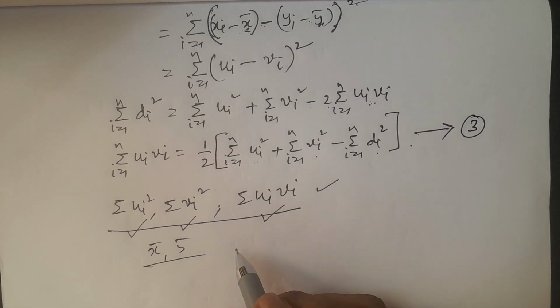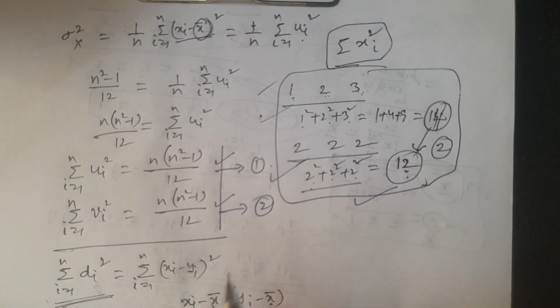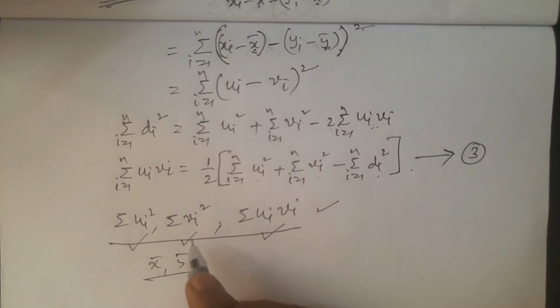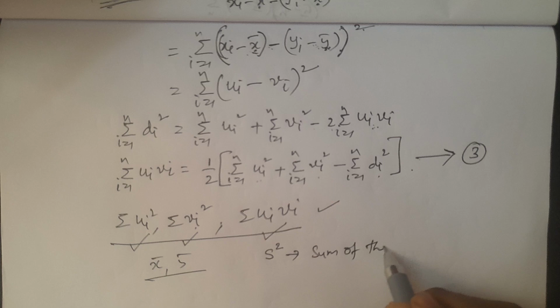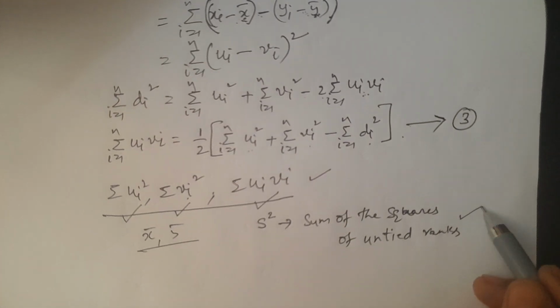Then you have to consider the sum of the squares. What I am considering is only the sum of the squares. I have given an example here, the sum of the squares without ties and with ties. So now I am considering the changes in summation ui square, summation vi square, summation ui vi. For untied ranks, I am considering s square, that is the sum of the squares of untied ranks, before giving the tied ranks.